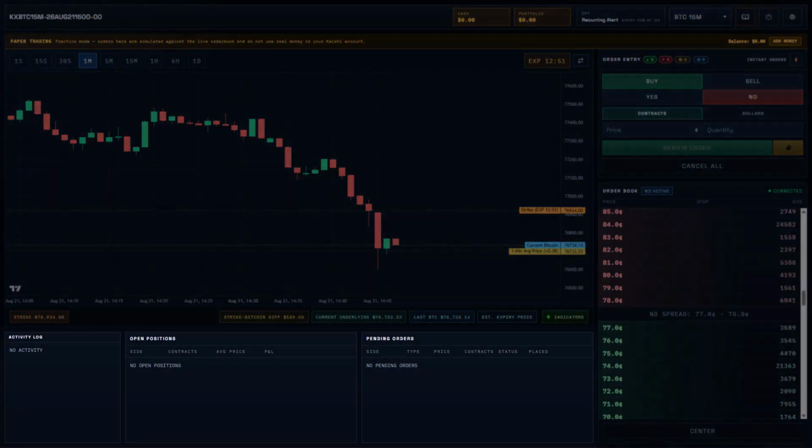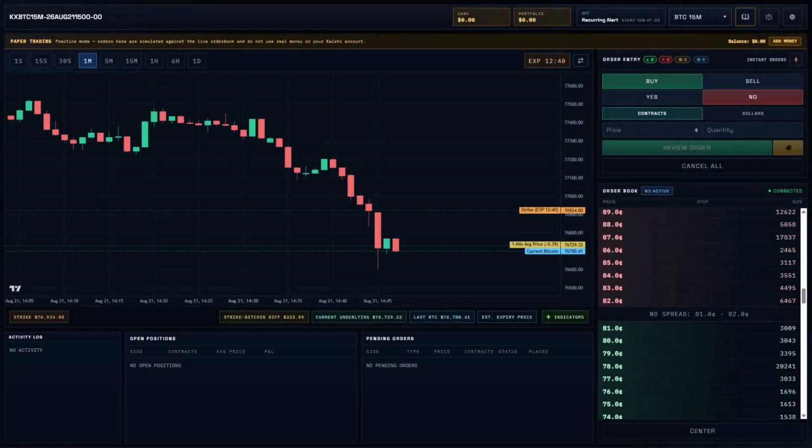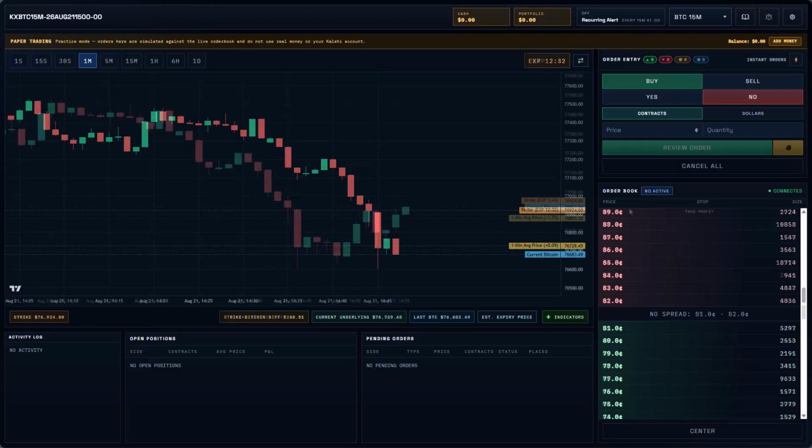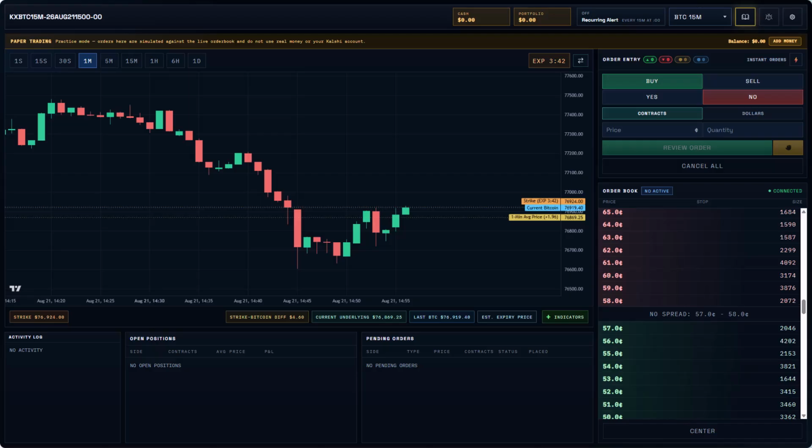To the left of the order book are several panels that track your activity in the current market, including your open positions, pending orders, and recent activity. The easiest way to explain these is to place a trade. Since we are in paper mode, let's first add money to our account by selecting the Add Money button.